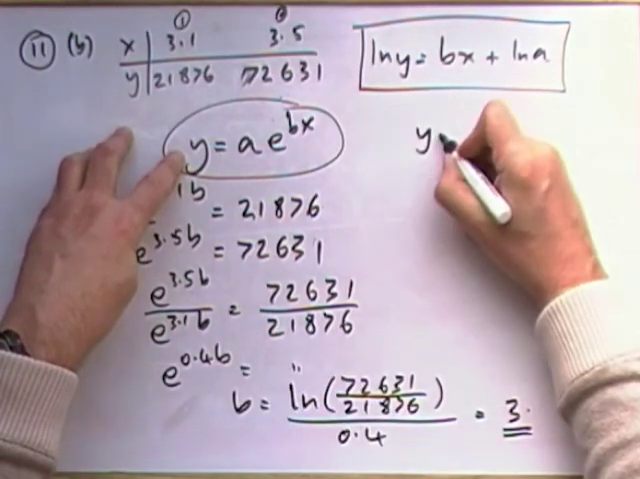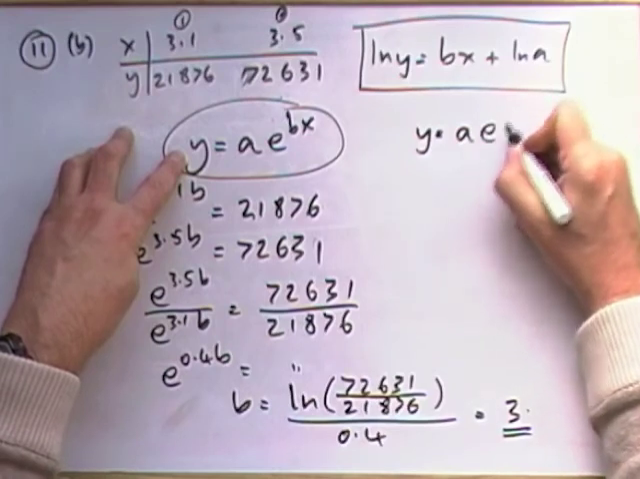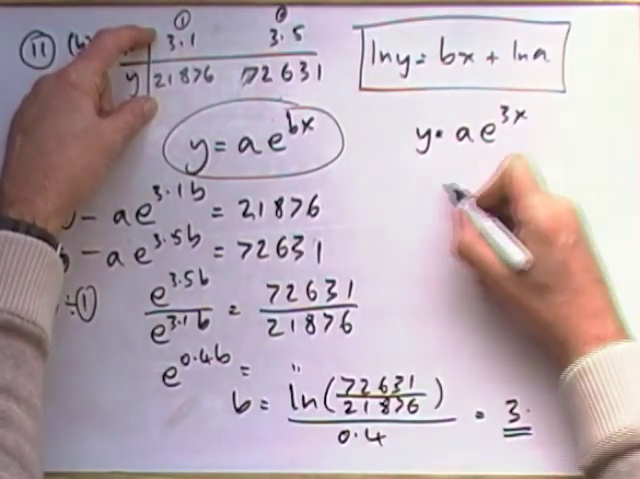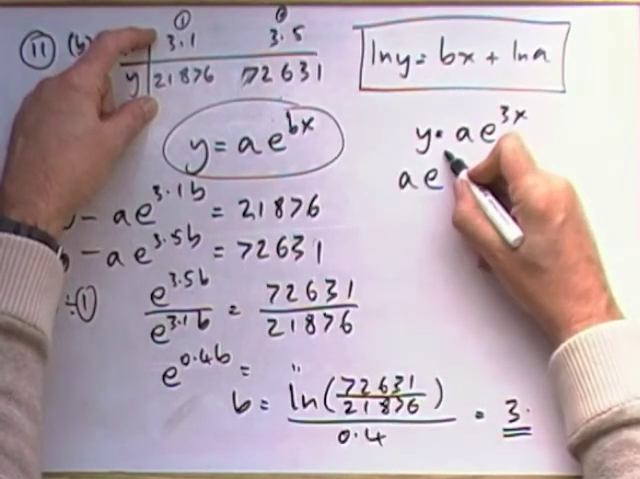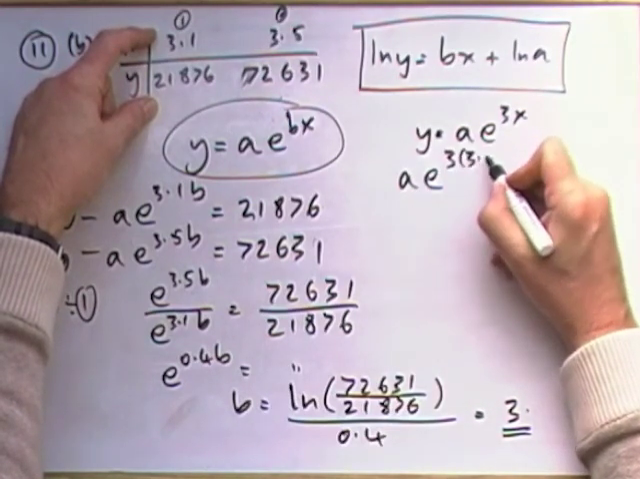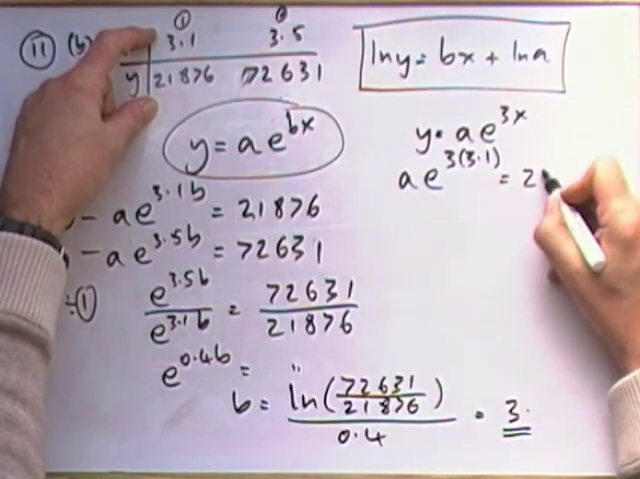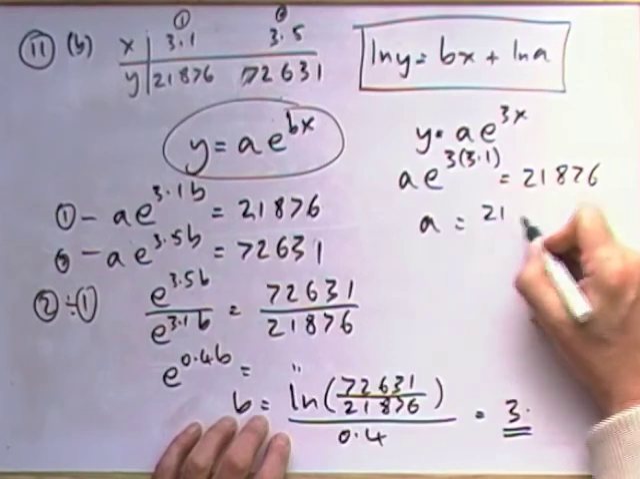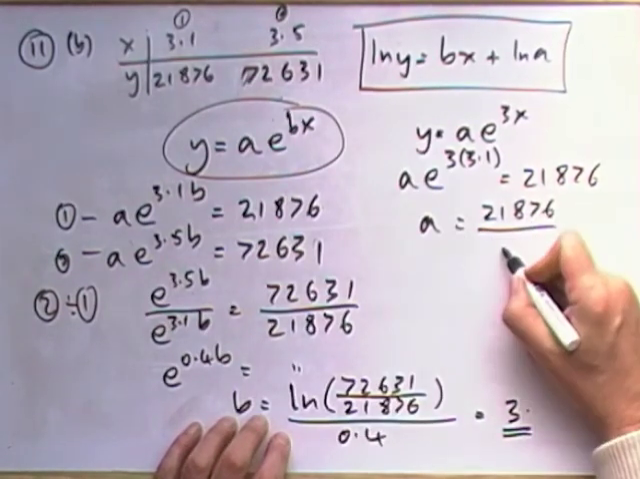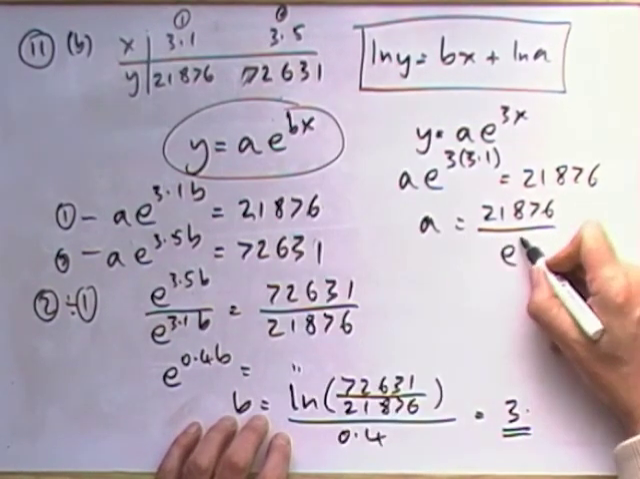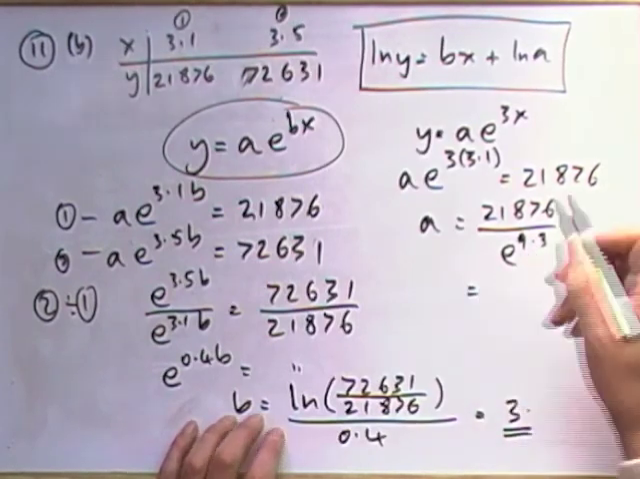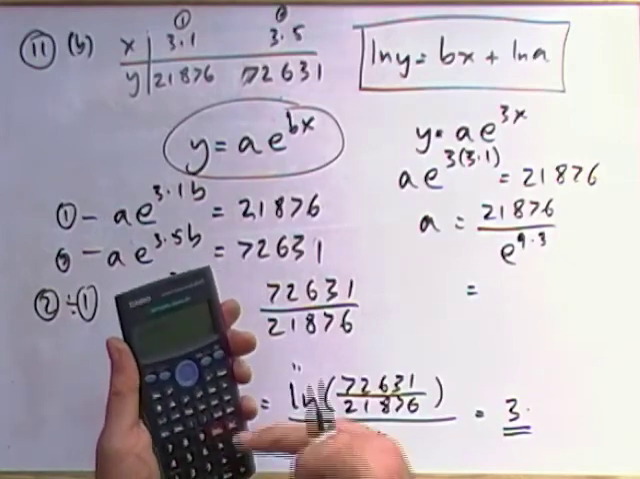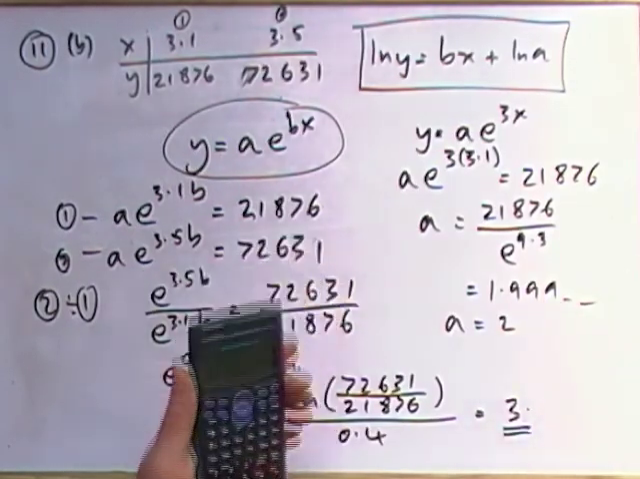Only this time you'd be substituting it back into this form. So now you've got y equals ae to the 3x. Then you'd put any figures in you liked. So you'd have ae to the 3 times 3.1 equals 21876. So a would just be 21876 divided by e to the power 9.3. Now you didn't do that calculation before, so we'll just quickly check that. Exactly the same as before.